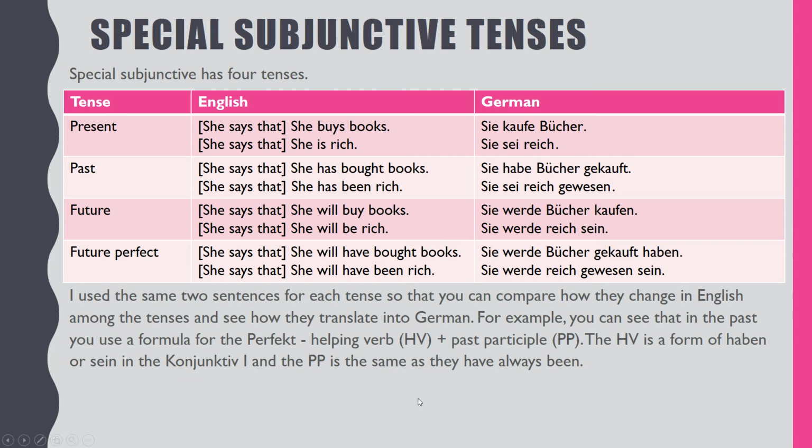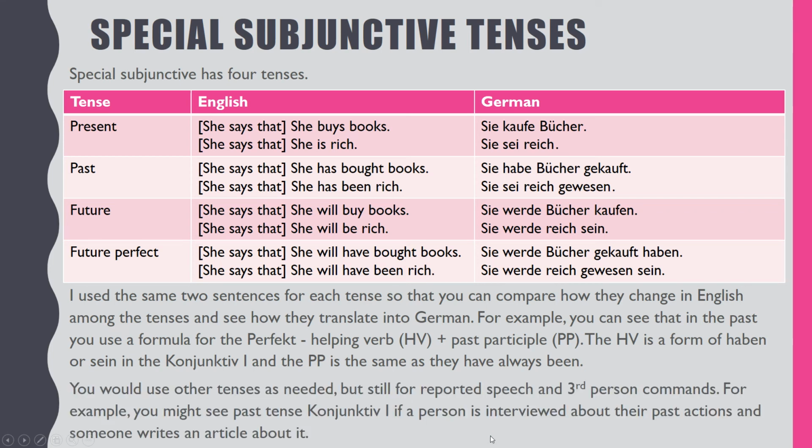For example, you can see that in the past, you use a formula for the perfect, which is helping verb plus past participle. The helping verb is a form of haben or sein in the Konjunktiv I, and the past participle is the same as they have always been. You would use other tenses as needed, but still for reported speech and third-person commands. For example, you might see past tense Konjunktiv I if a person is interviewed about their past actions and someone writes an article about it.